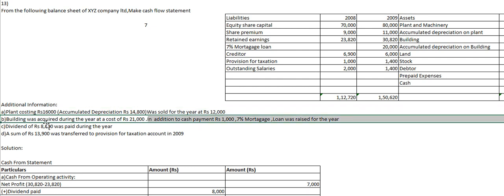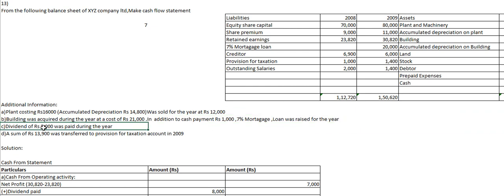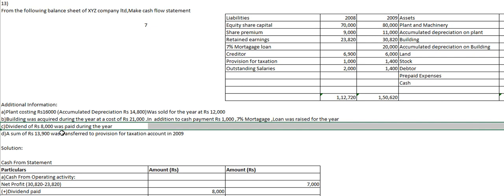The second adjustment: a building was acquired during the year at a cost of rupees 21,000. In addition to a cash payment of rupees 1,000, a 7% mortgage loan was raised. So this 21,000 was paid by issuing a mortgage loan of 20,000 and 1,000 as cash payment. So that will be shown in your ledger account of building. Next, a dividend of rupees 8,000 was paid during the year, which will be added to your net profit and minused in your financing activity because it is an outflow of cash.